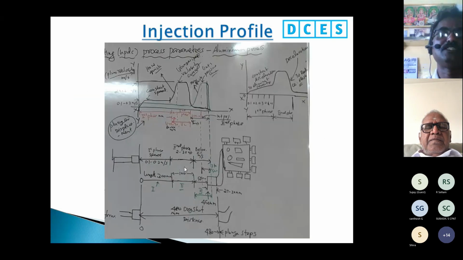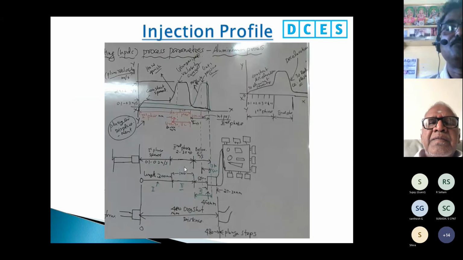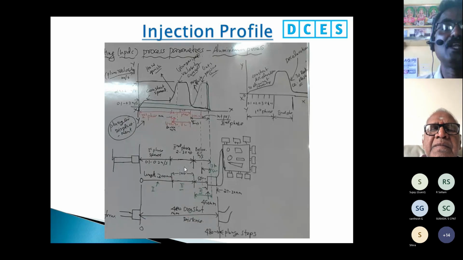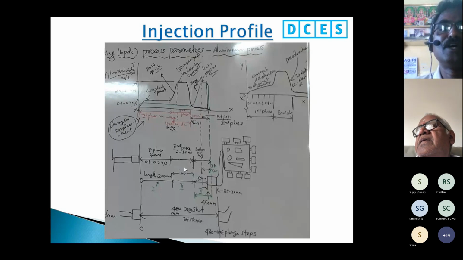This is one simple example I have put up here, the injection profile. This profile can be tried with the auto ladle, auto spray and auto injection. For a manual machine, it is not possible.